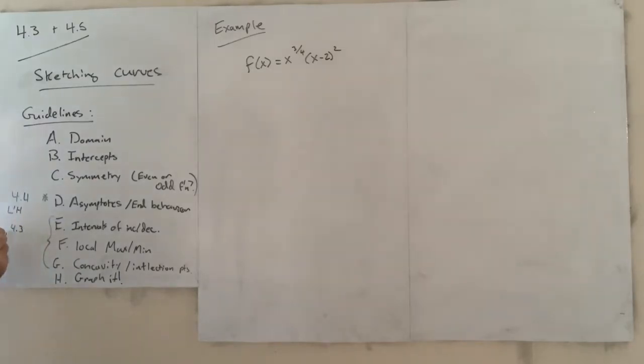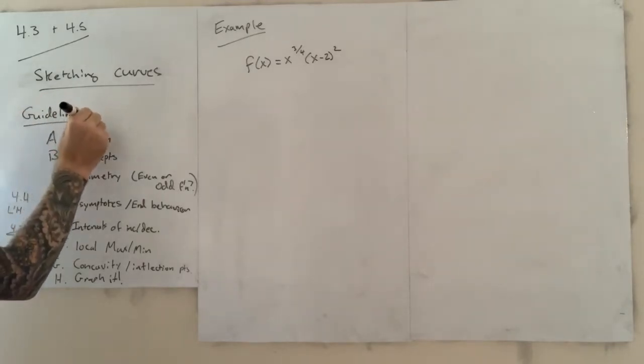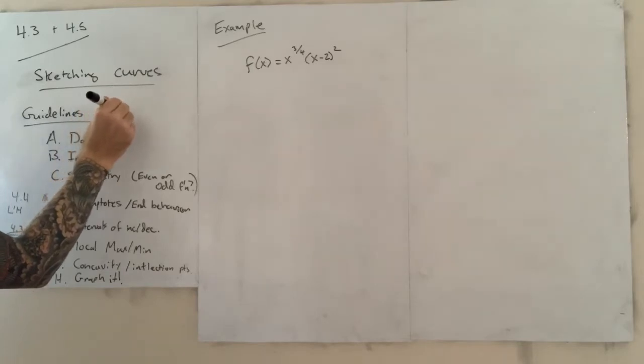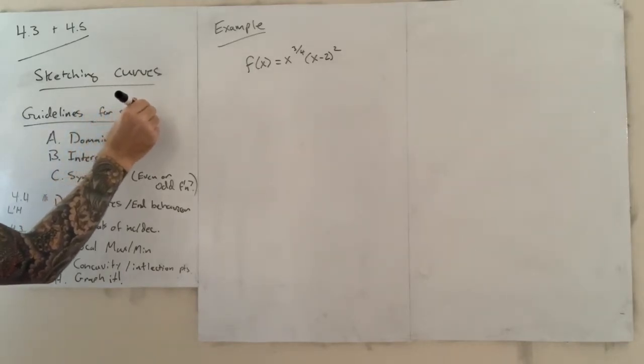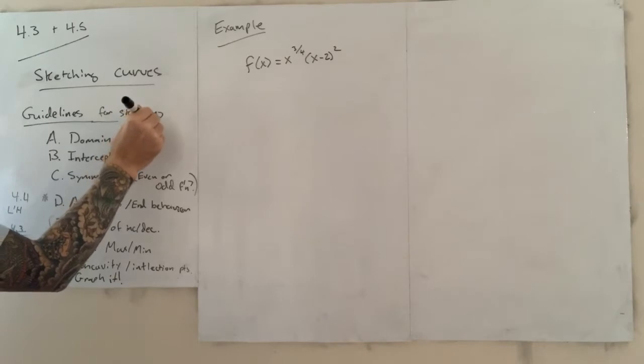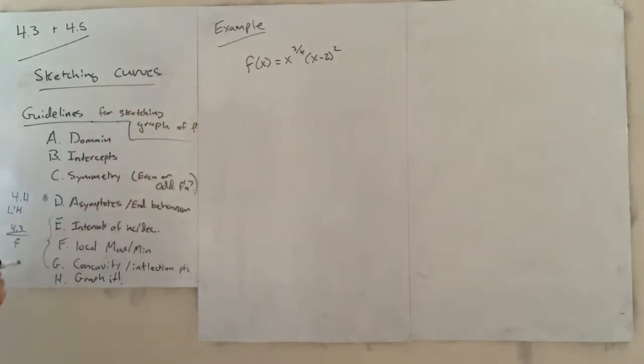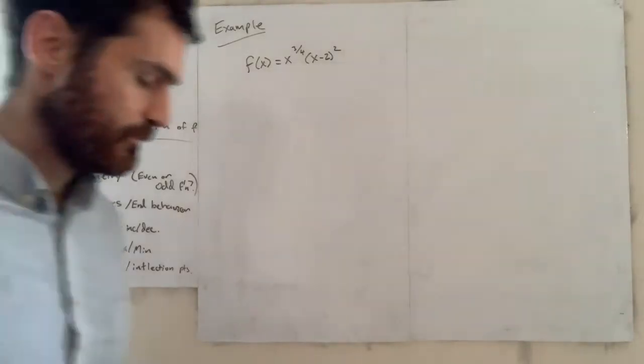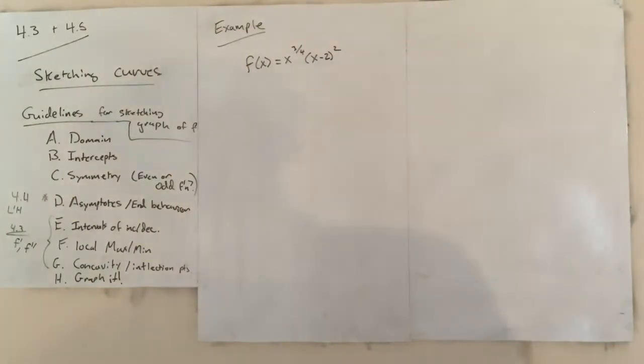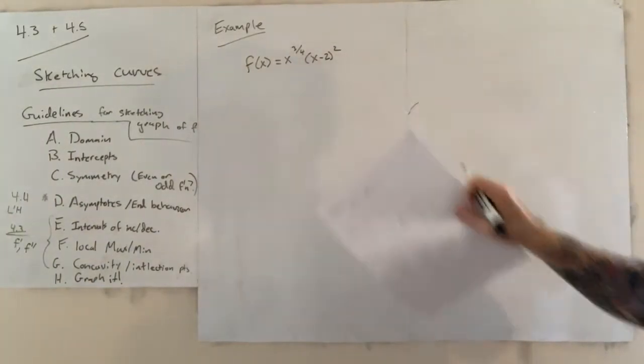In particular, one thing you want to keep in mind is that we're going to need not only f. If you want to think of it as guidelines for sketching the graph of a function, these 3 points, E, F, G, they're going to be so important. We're going to need f prime and f double prime to answer those. Okay, so in a second we'll get started with this example here.